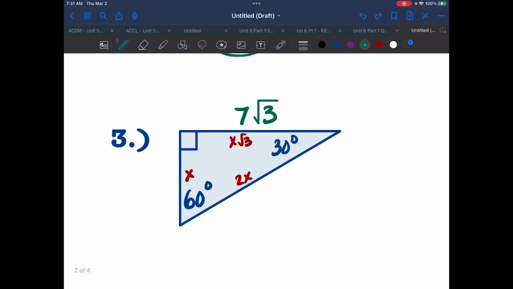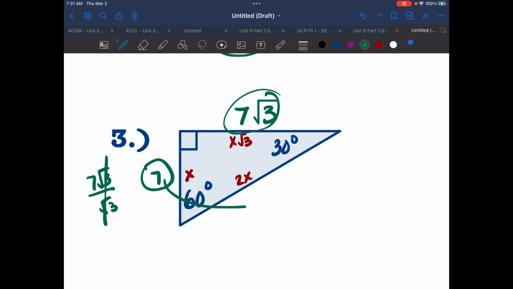But mathematically, what we're doing here is we're taking x radical 3 and dividing by radical 3. So I'm going to go through the motions here, but you guys can definitely take this shortcut from now on. If I have 7 radical 3 divided by radical 3, yes, the radical 3's cancel out, and we just get 7. All right, how do I go from the short leg to the hypotenuse? Well, we're going to take x and make it 2x, or double it. So 7 times 2 gives us 14.